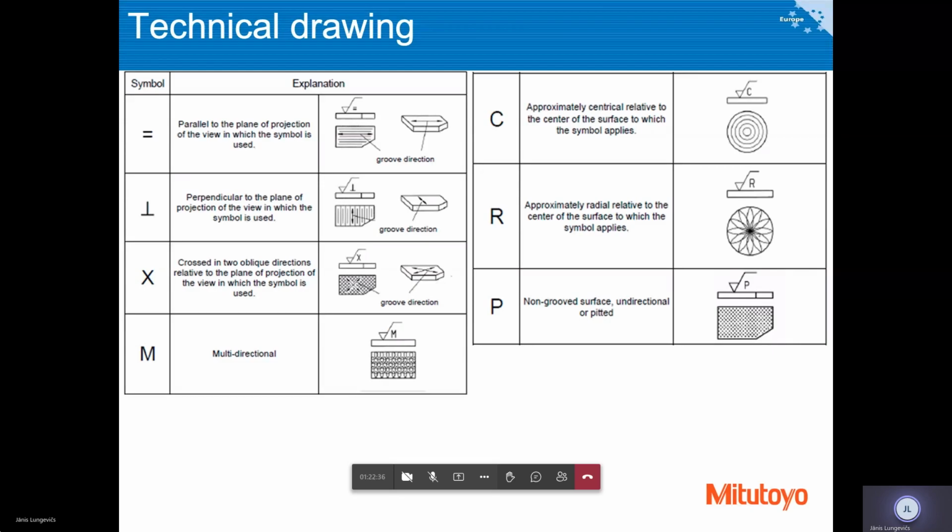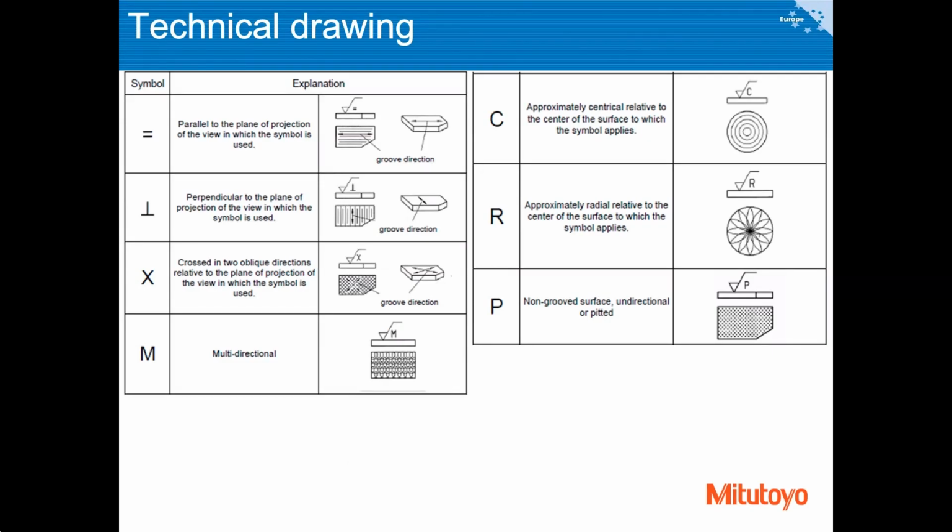Regarding the orientation of the measurement, you might see symbols like here, here, and here, and so on. This means that your measurement must be taken parallel to the plane of projection of the view in which the symbol is used. So if you have process markings in this direction, you want your measurement to be performed parallel to them for some reason. If you want them to be measured perpendicularly to the shown direction, then you add this perpendicularity symbol.